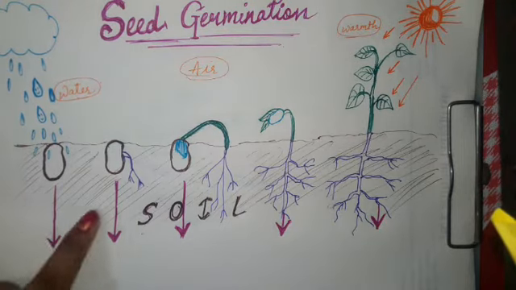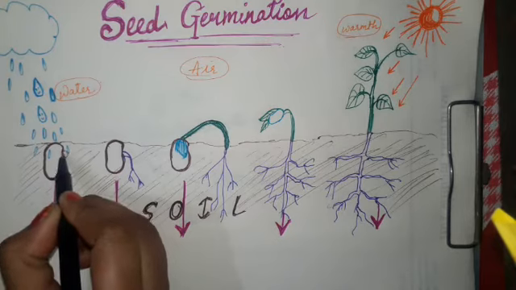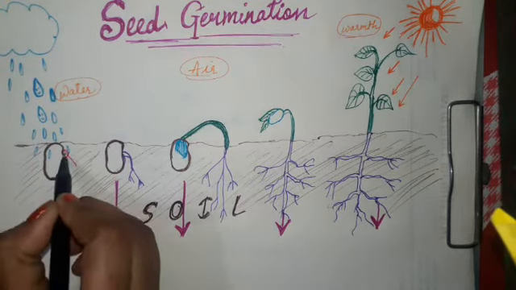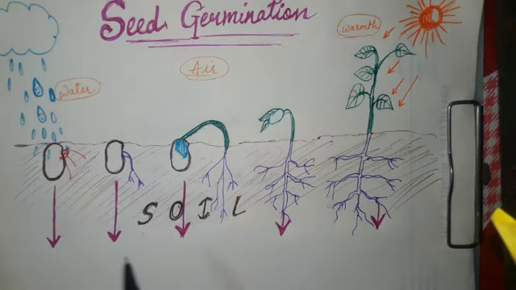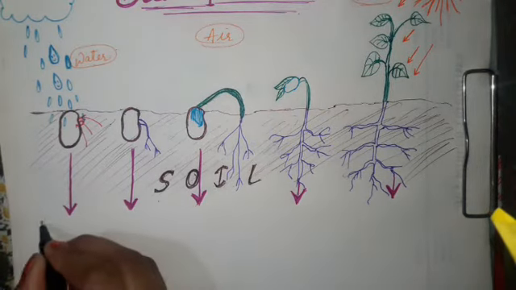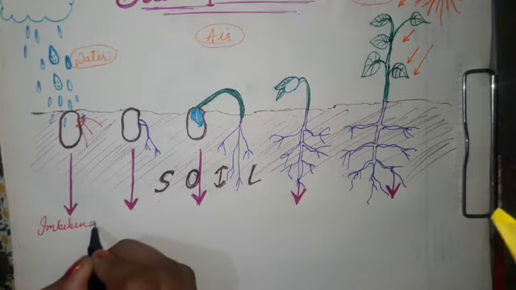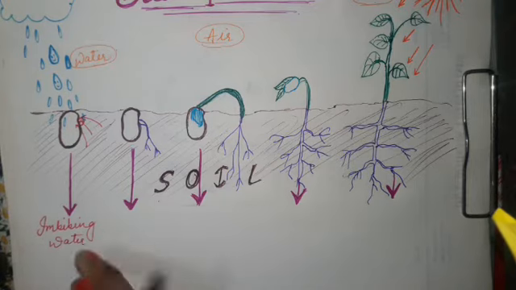Now when the soil gets wet, over here, as I told you, there is a pore, or you can say an opening, from where the water which is present in the soil is absorbed by the seed. So what is happening in the first step? Imbibing water. Imbibing means taking in of water.